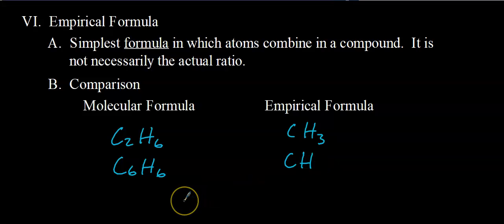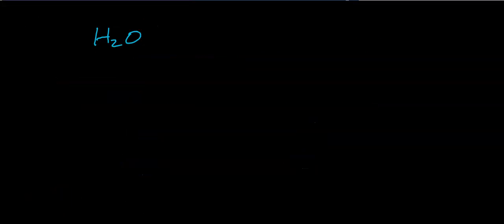So before we get into determining empirical formulas, let's talk about what these subscripts in a chemical formula represent. And we'll use water as an example. So water is the chemical formula H2O. So what do the subscripts tell us about that compound? Sure, it tells us that there are 2 hydrogen atoms for every 1 oxygen atom in 1 molecule of water, but we want to look beyond that.